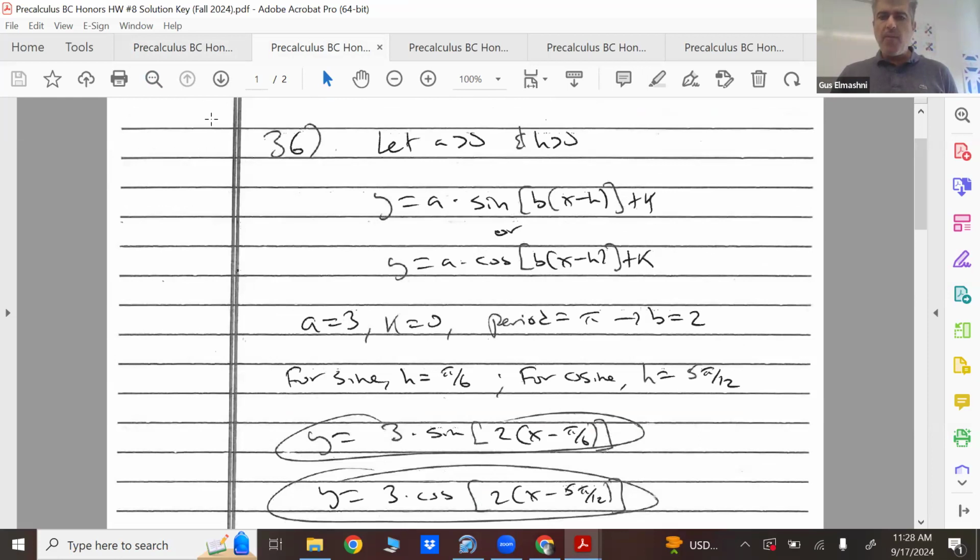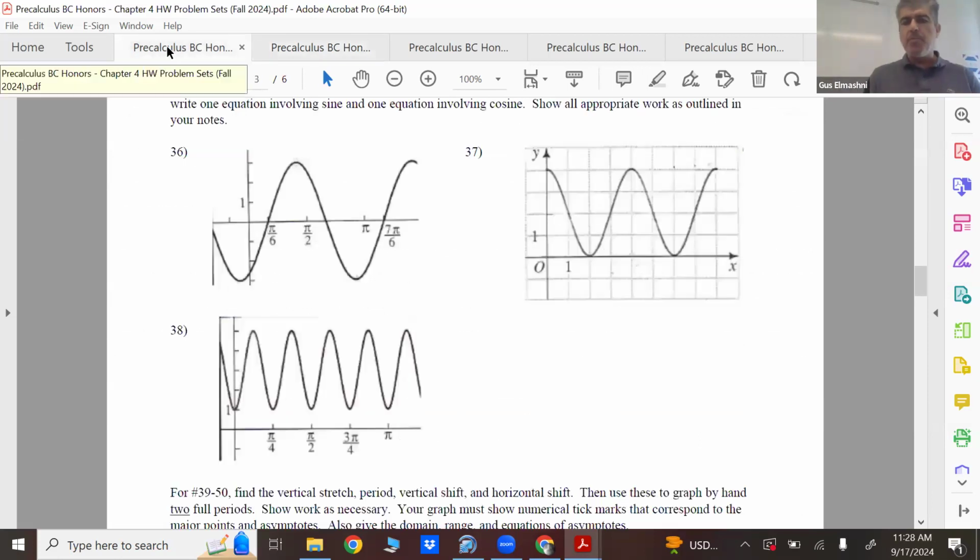First of all, just looking at the graph, it's pretty obvious your A value is going to be 3. Your K value is 0. The period is pi, it looks like. Yeah, period's pi. So B is 2. The H value is going to change depending on what I want. I want H to be positive, and I'm doing sine, so my H value is going to be pi over 6.